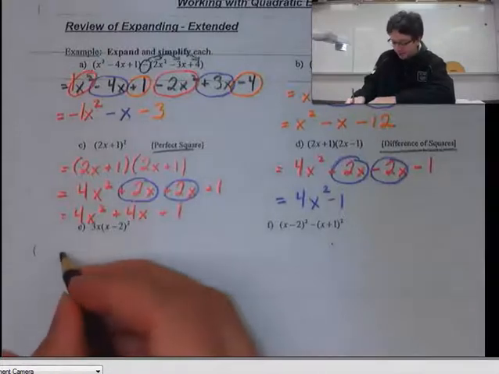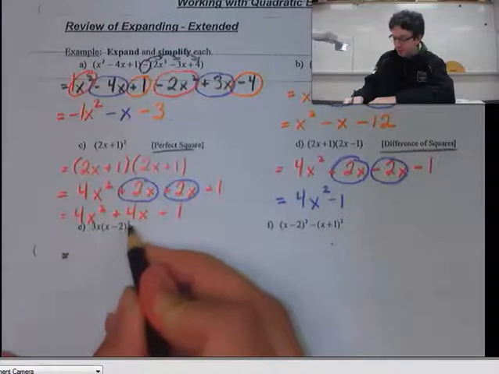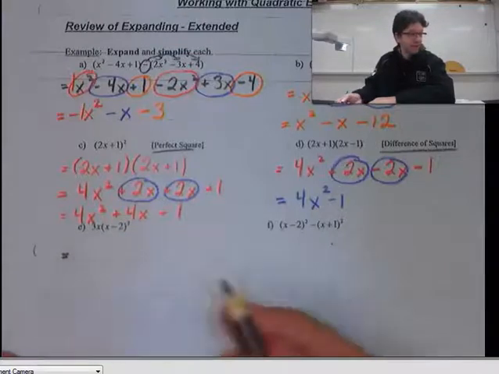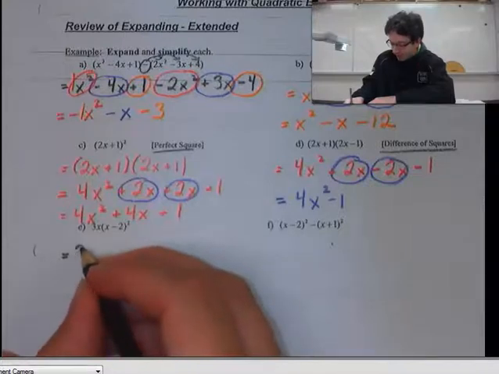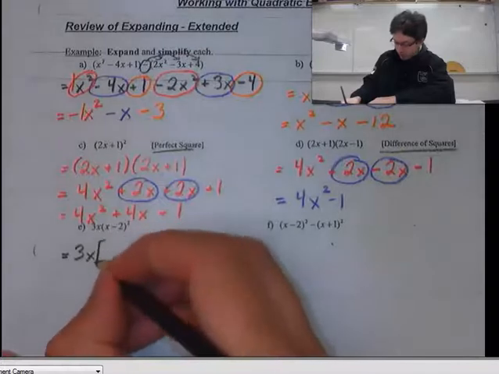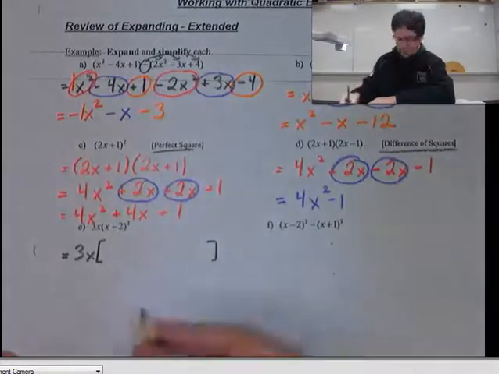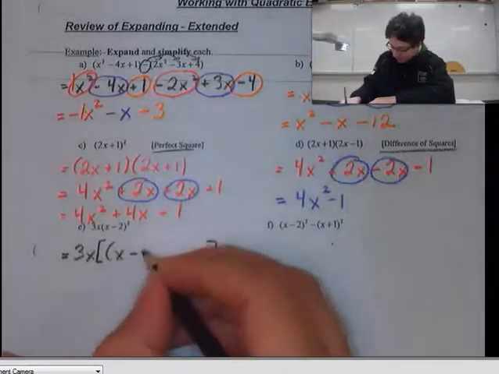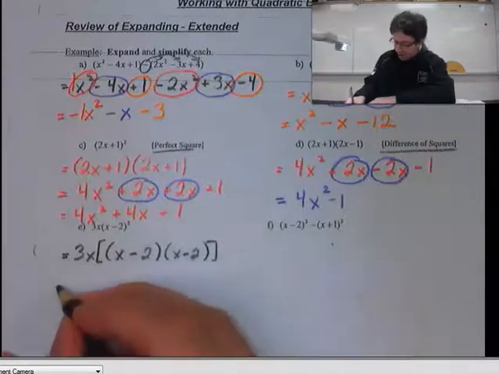Now this one gets a little bit more complicated. We have a perfect square here, and it's being multiplied by 3x. So what we can do is just write 3x, leave it out for now, and we'll make a nice big bracket and we'll deal with our x minus 2. Now we can write it out twice, and we can FOIL it.